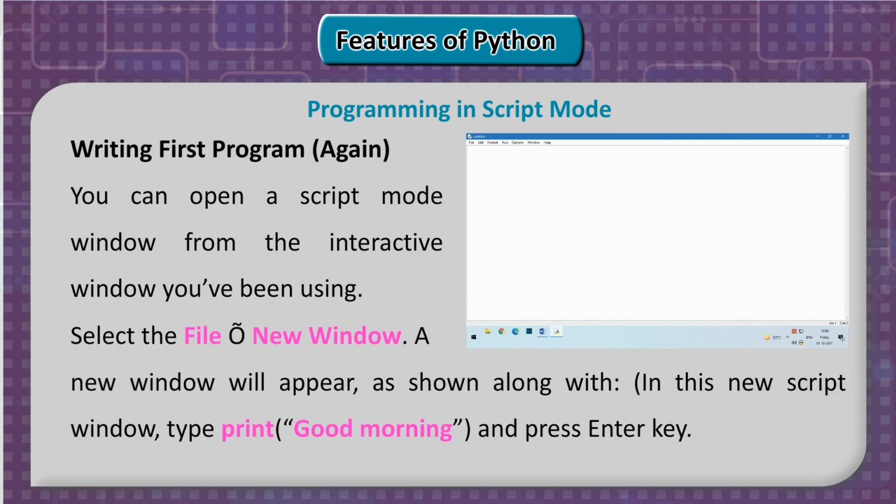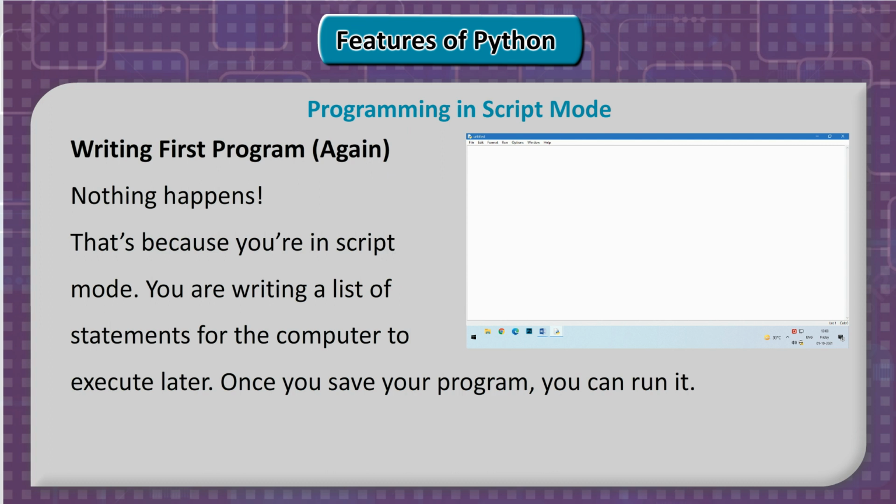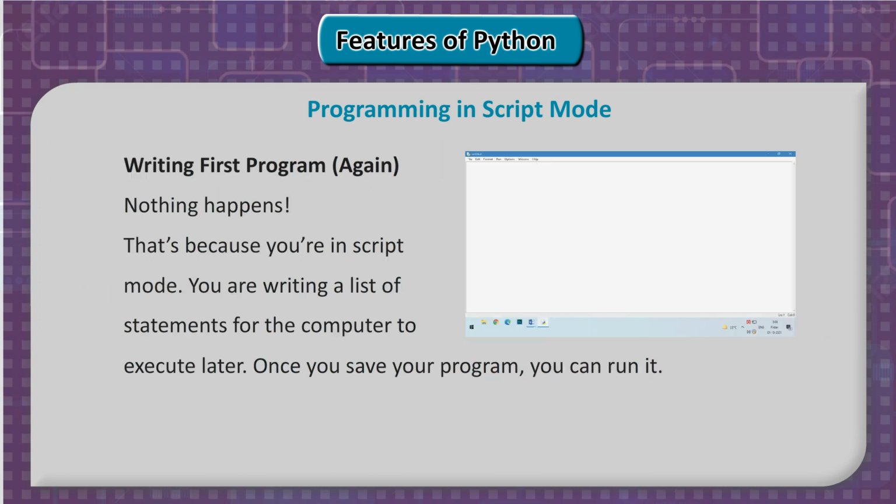Writing your first program, again. You can open a script mode window from the interactive window you've been using. Select File, New Window. A new window will appear. In this new script window, type print good morning, and press the Enter key. Nothing happens. That's because you're in script mode. You are writing a list of statements for the computer to execute later. Once you save your program, you can run it.